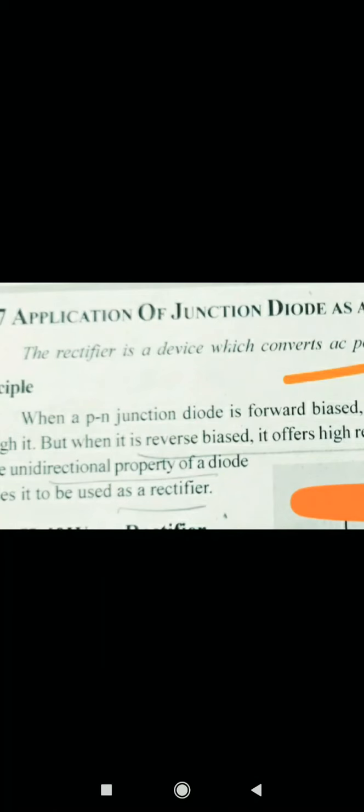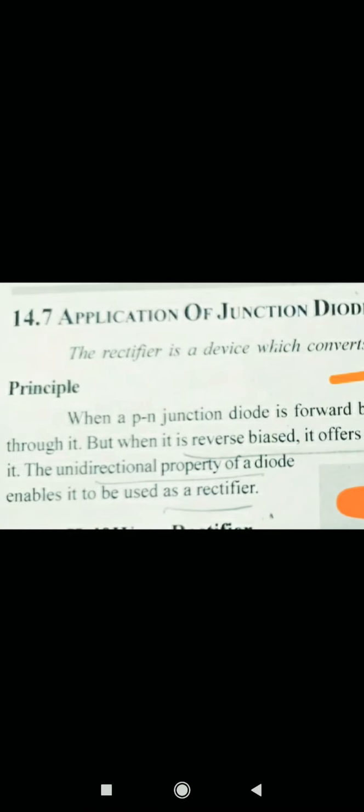Next we are going to study the application of junction diode as a rectifier. So what is a rectifier? A rectifier is a device which converts AC power to DC power. A rectifier is a device which converts AC voltage to DC voltage. That is a rectifier.